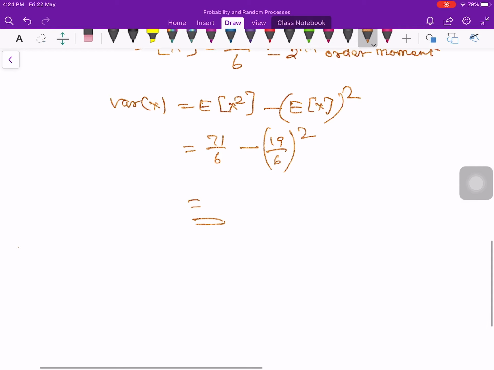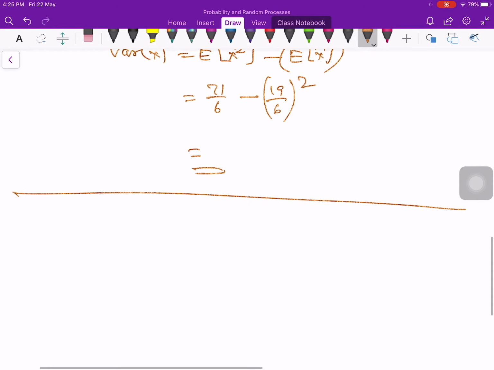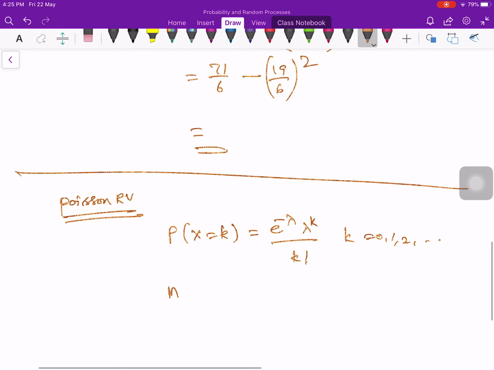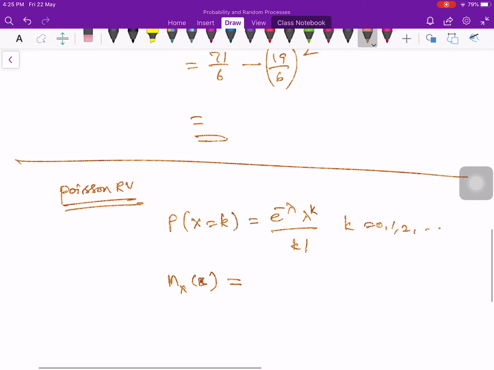Now let me take another example. Maybe I'll take the Poisson random variable. So the probability mass function is equal to e to the minus lambda times lambda to the k over k factorial, where k equal to 0, 1, 2 and so on. For this we already found the moment generating function in one of the lectures, so you can refer to that. That is e to the minus lambda times (1 minus e to the s). So this is the moment generating function.